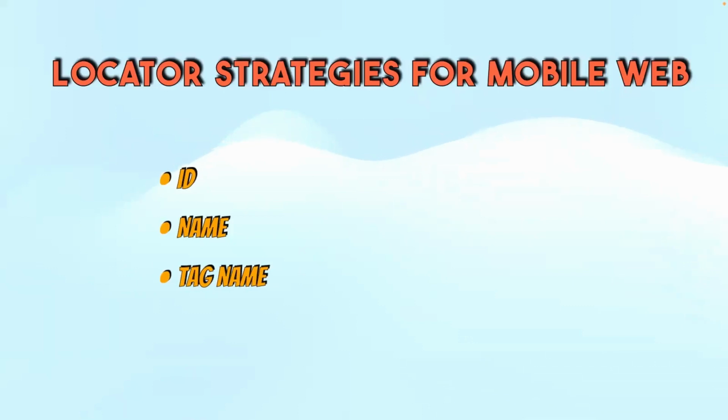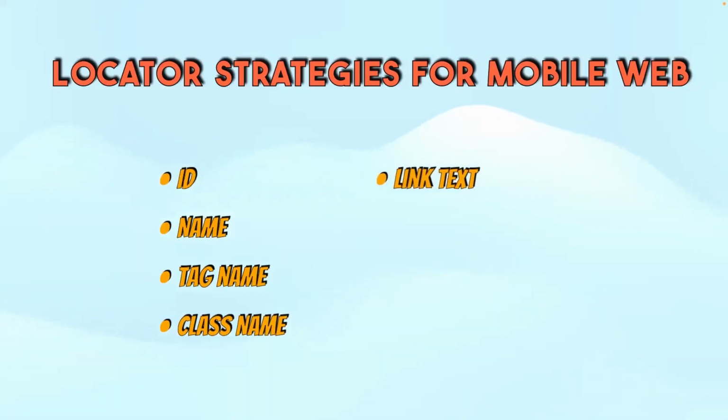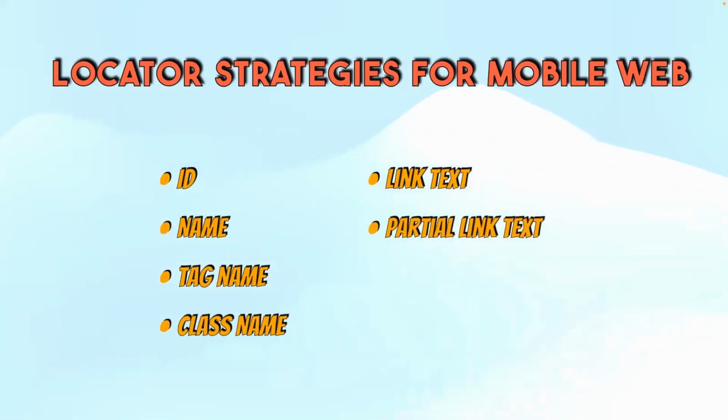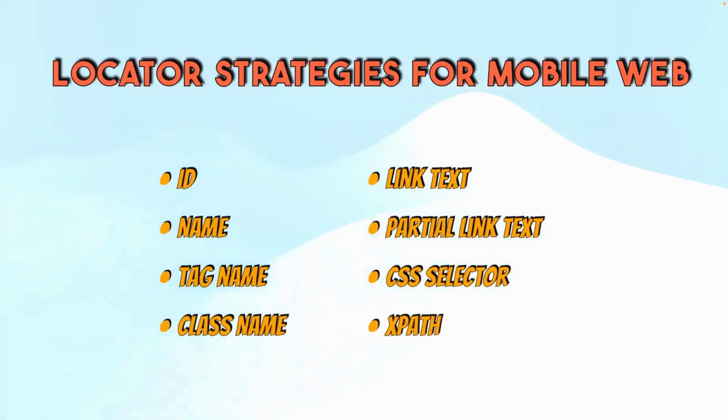You can use the tag name, for example, input tag name for a text box. You can use the class name attribute. You can use the link text for anchor links, or you can even use partial link text for the anchor links. And you can use the CSS selector and the XPath. We'll take a detailed look at all of these locator strategies in a separate video. So this is just an overview where you know that all these locator strategies are applicable for a mobile web application. That's it for today's video.